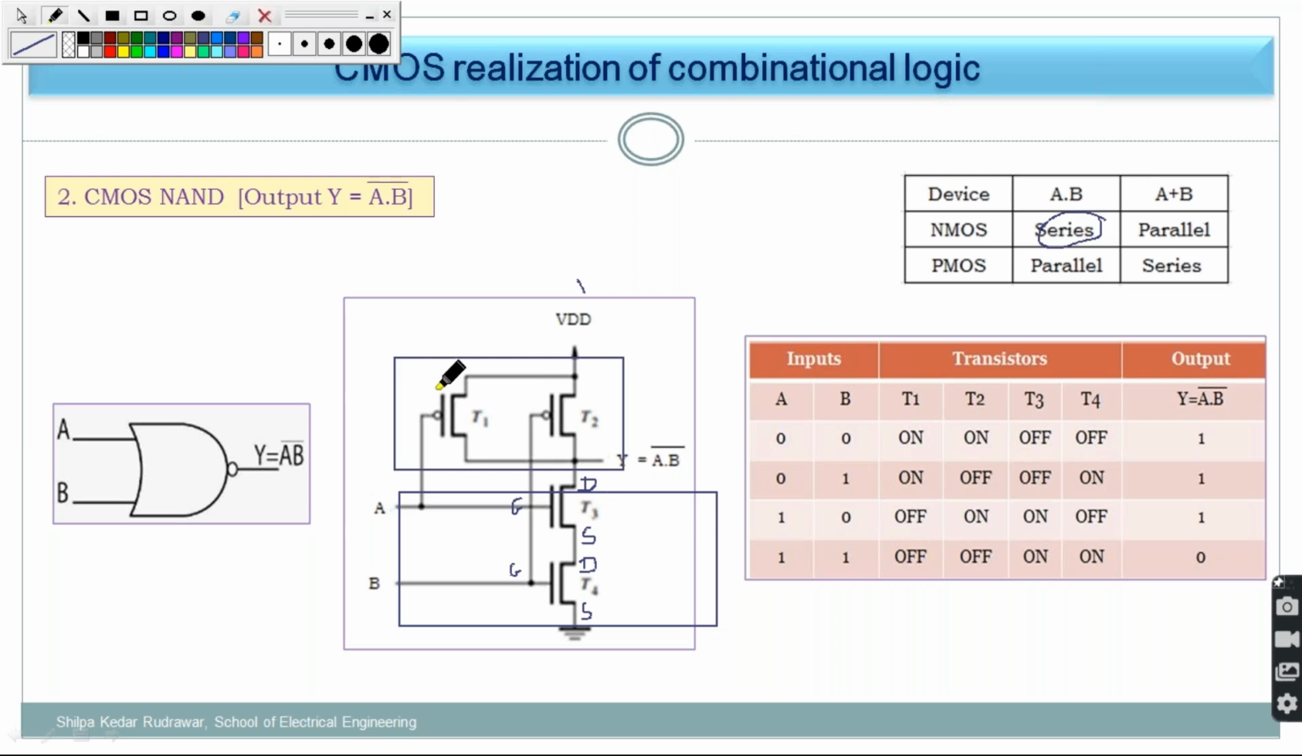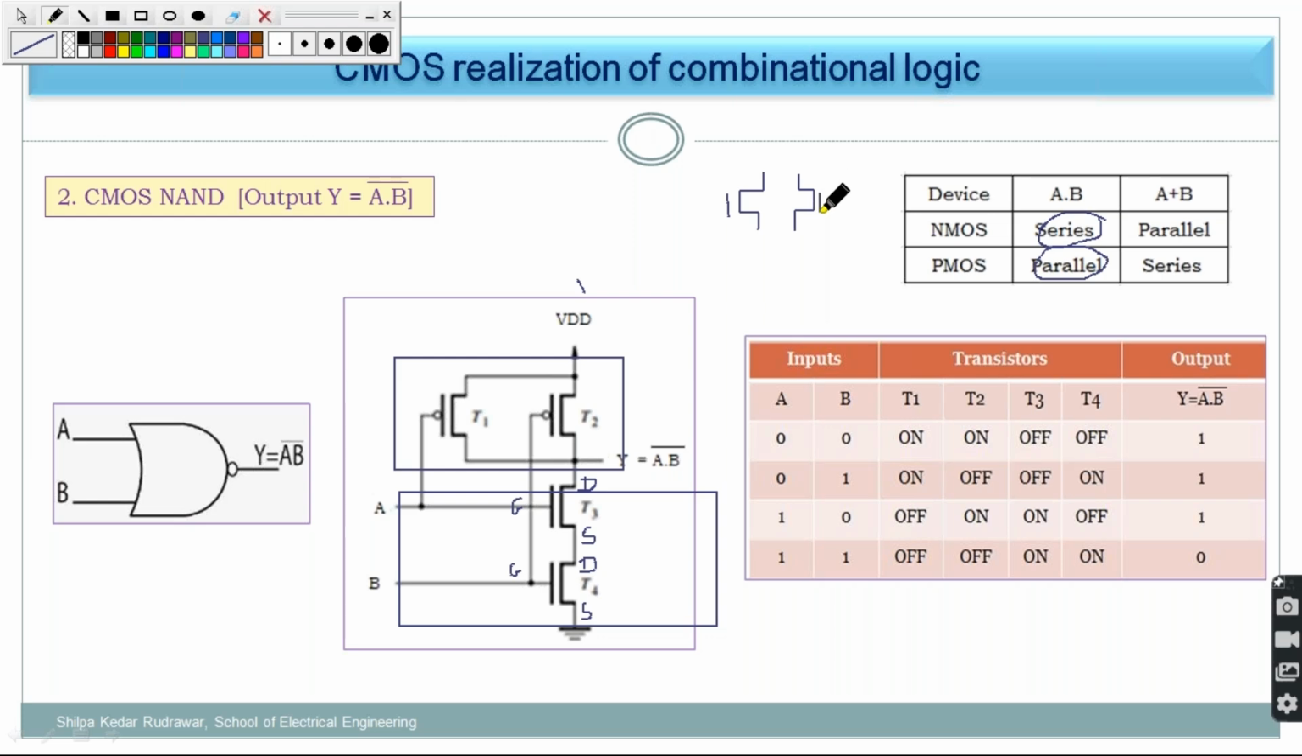Now what you need to do, just opposite of this, you need to go for the PMOS. As it is written over here A into B, what is the meaning of that? Parallel connection of PMOS. So you require two PMOS, as there are two variables A and B. So this is my first PMOS and this is my second PMOS, and you need to connect them in parallel. Now how to connect it? Suppose this is the PMOS.